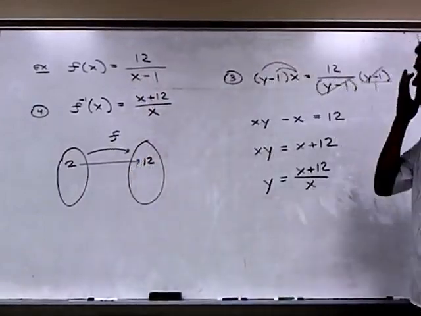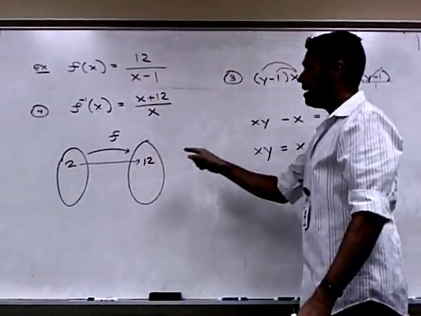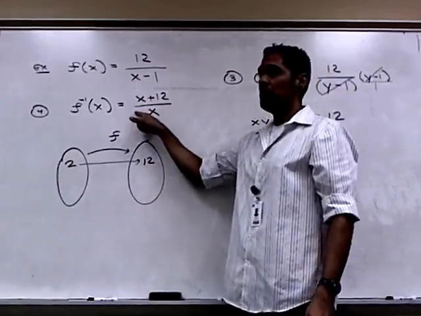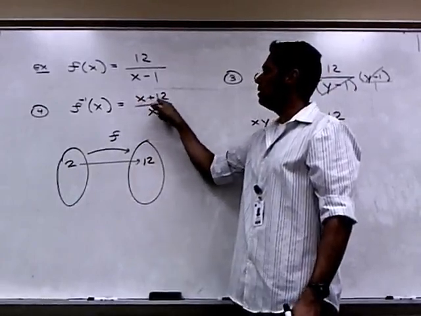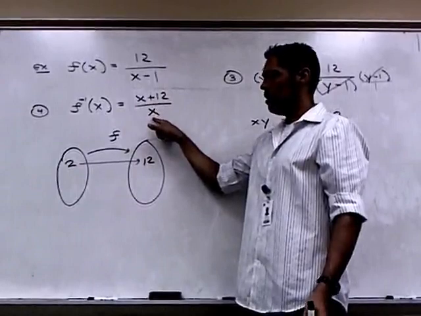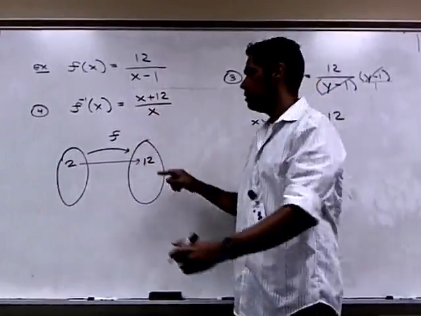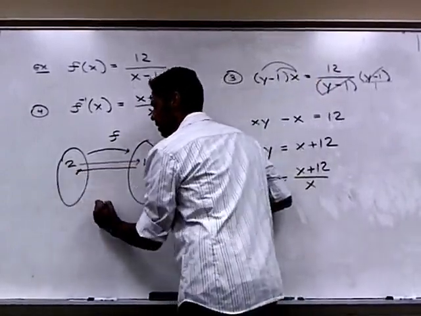And now, according to what I just said, if I take this 12 and I plug it into this one, I should get what? 2. So what's 12 plus 12 here? 24 over 12. 24 divided by 12 is 2. So it does go back to 2 through the inverse.